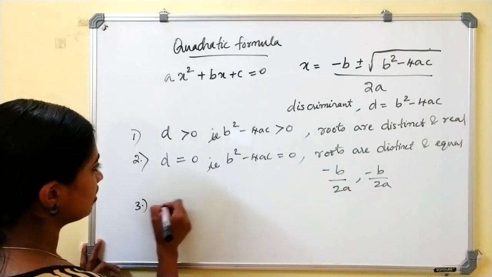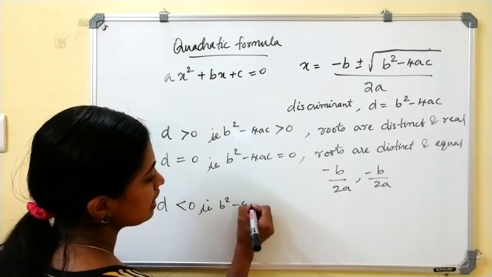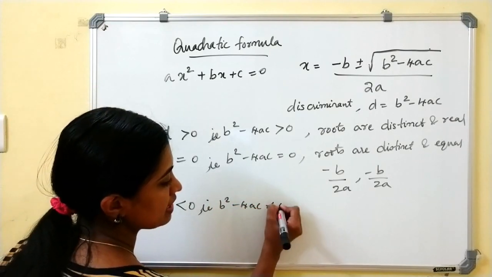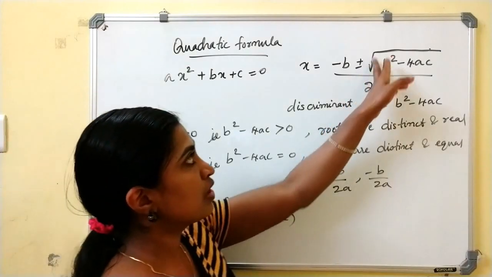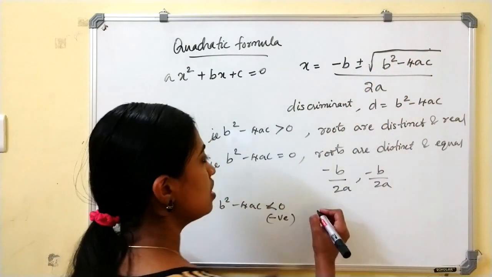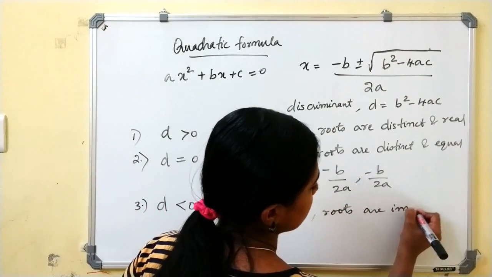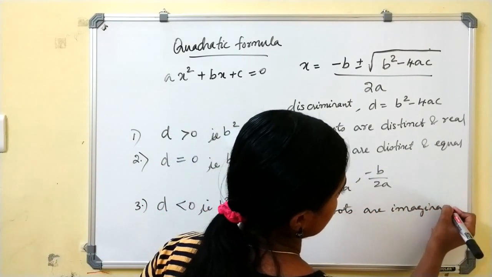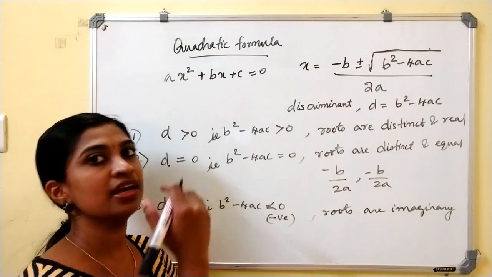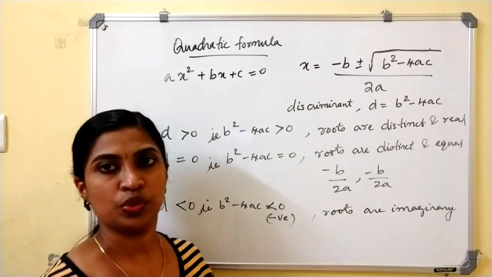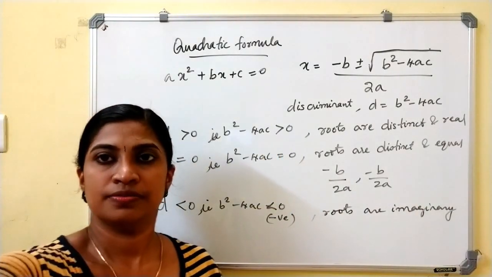Next is D less than 0. That is, b square minus 4ac is negative, less than 0. Then within the root a negative value comes, so the roots are imaginary. That is, minus b plus or minus i times some value, by 2a. It comes like that. Okay.